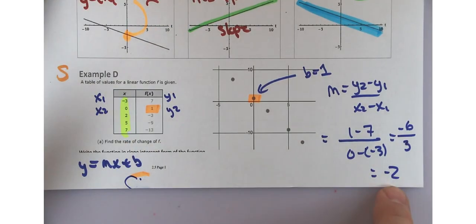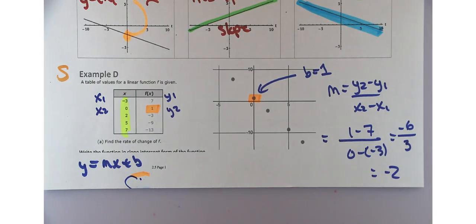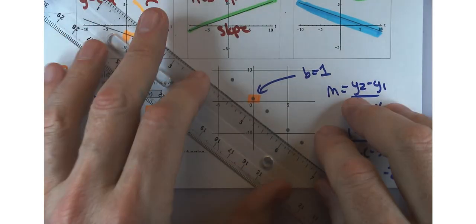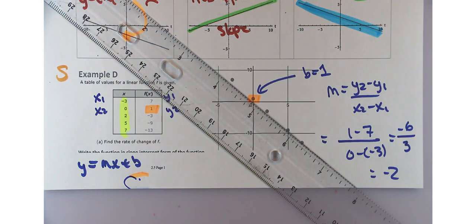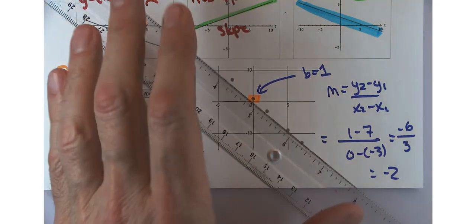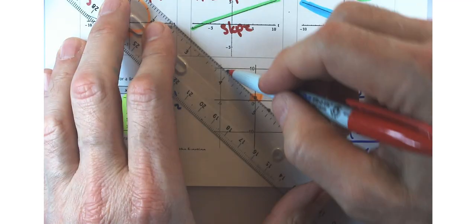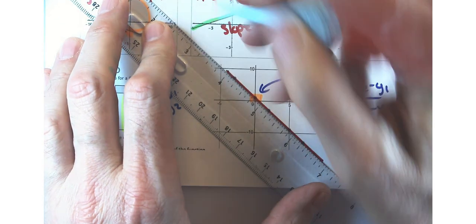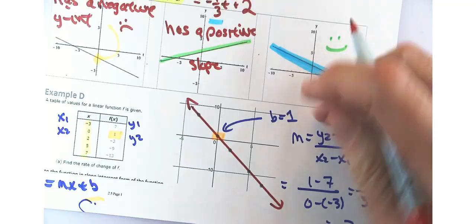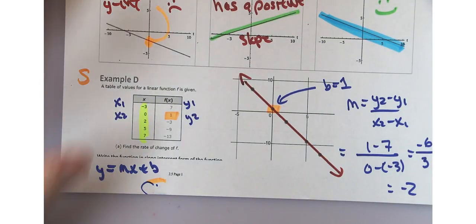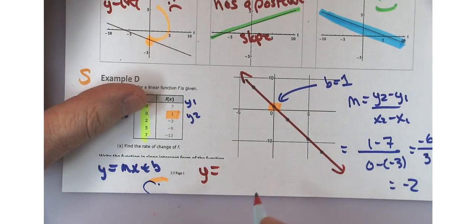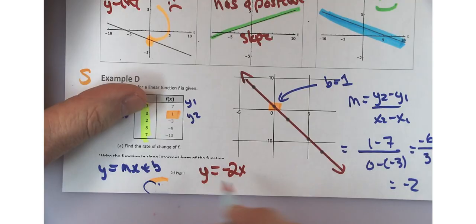Does it make sense that we got a negative 2 here? Riley is shaking her head, yes. Why does it make sense we got a negative 2 there? Because it's going in a negative direction. Yeah. We have a decreasing line, so we expected something with a negative slope. So your final answer is y equals negative 2x plus 1.